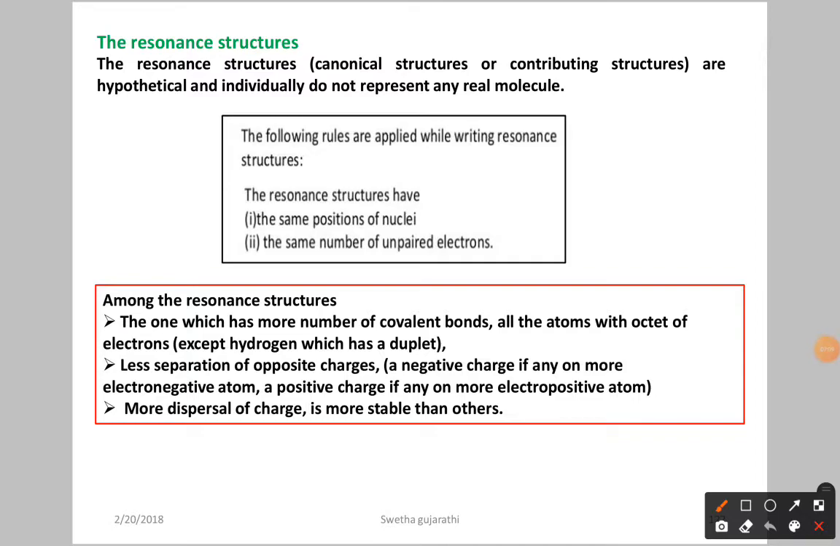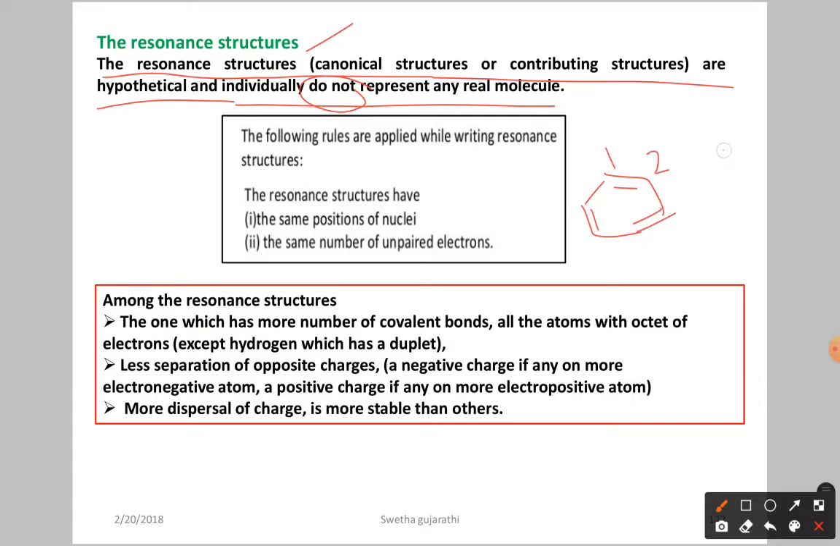Resonance structures, canonical structures or contributing structures are hypothetical and individually do not represent any molecule. Just now we said resonance structure; I am writing the benzene structure. Sometimes I write the benzene structure like this, meaning the double bond is present between the first and second carbon atom. Sometimes I write it like this, where the double bond is present between the second and third carbon atom. These are hypothetical structures, not real.